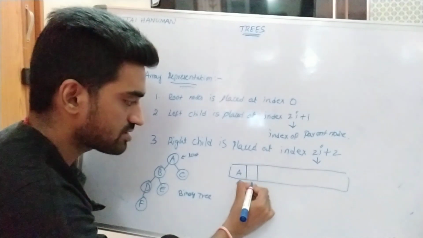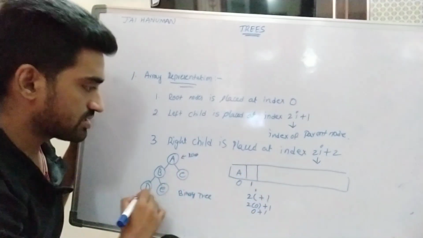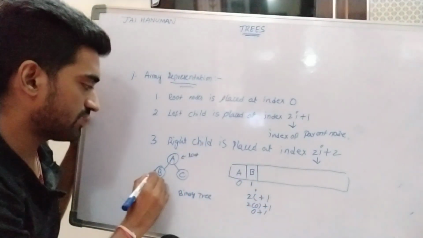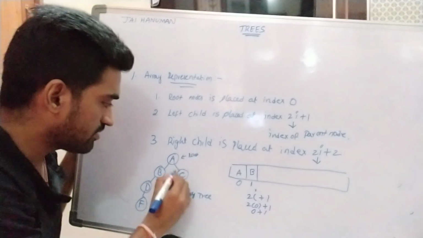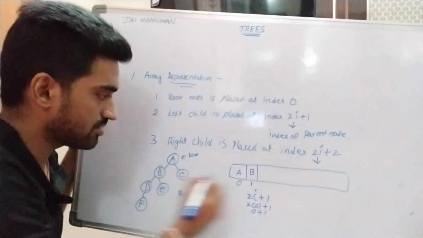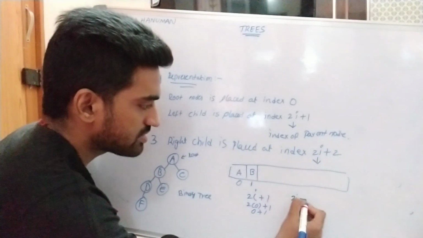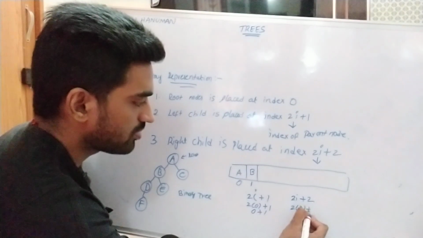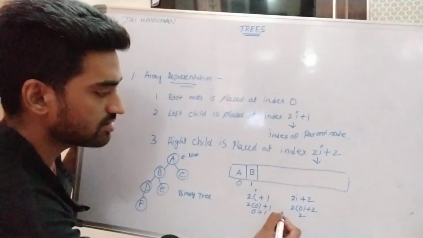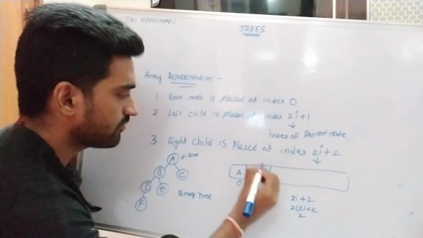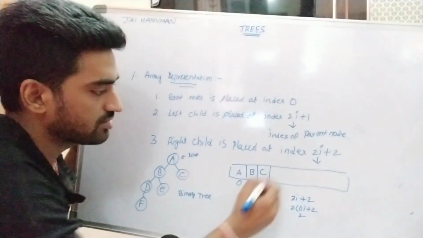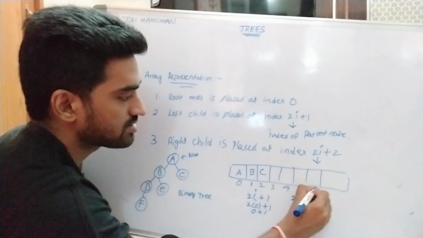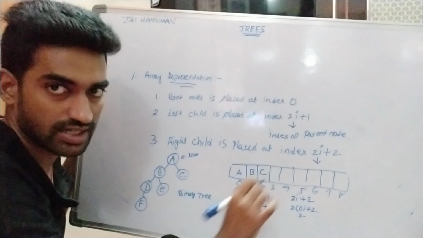So at the first position I place B, the left child of the root. Then the right child of the root is C, placed at 2i plus 2: 2 times 0 plus 2. So at the second position I place C, the right child of the root. The positions are 2, 3, 4, 5, 6, 7, 8. This is our array.